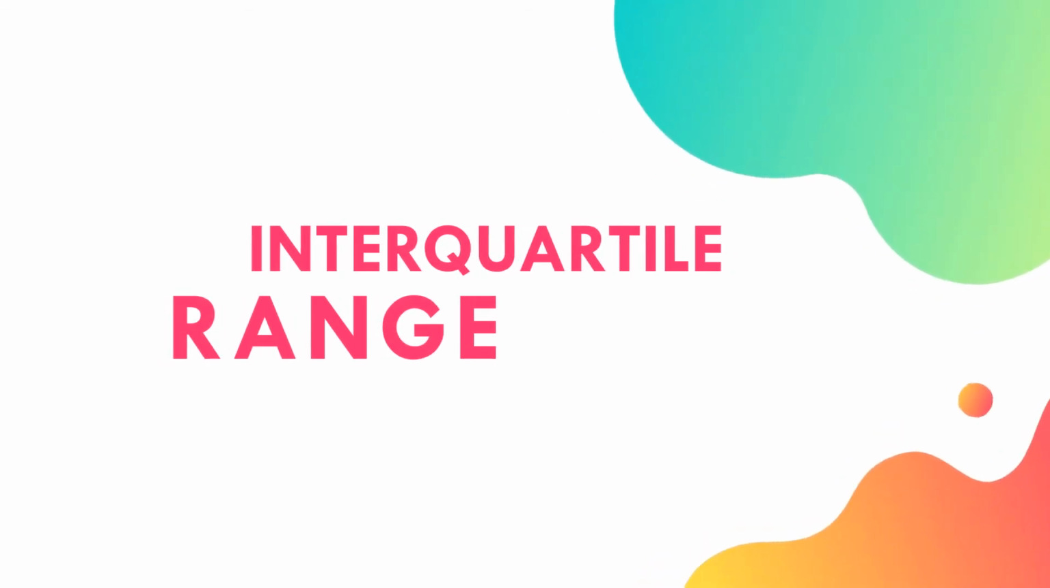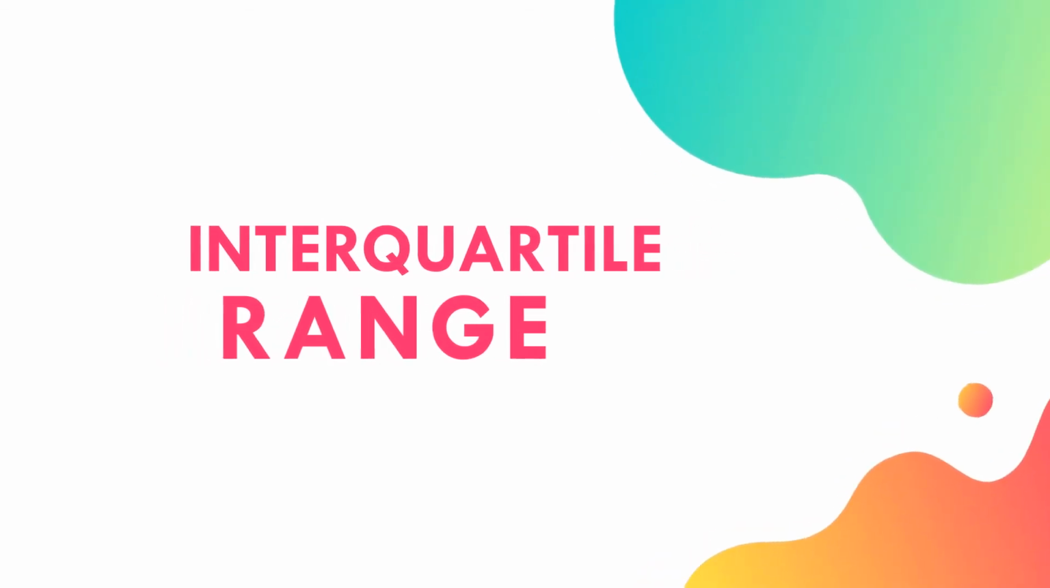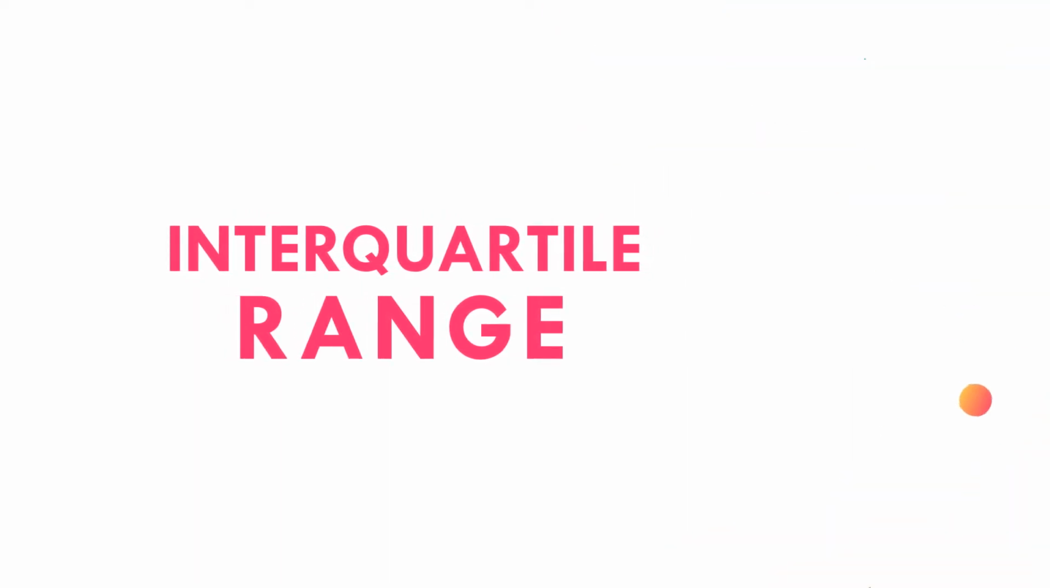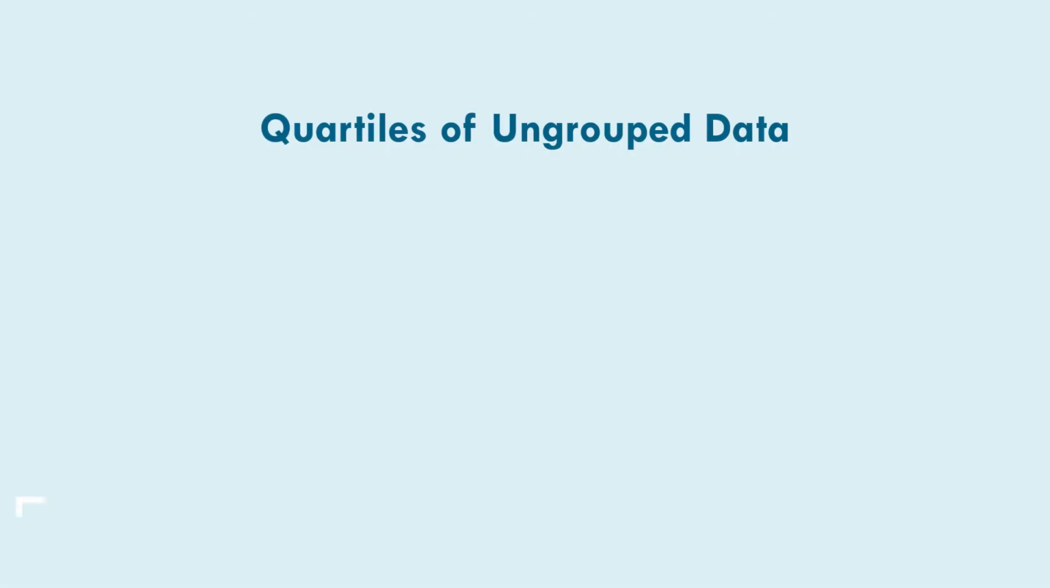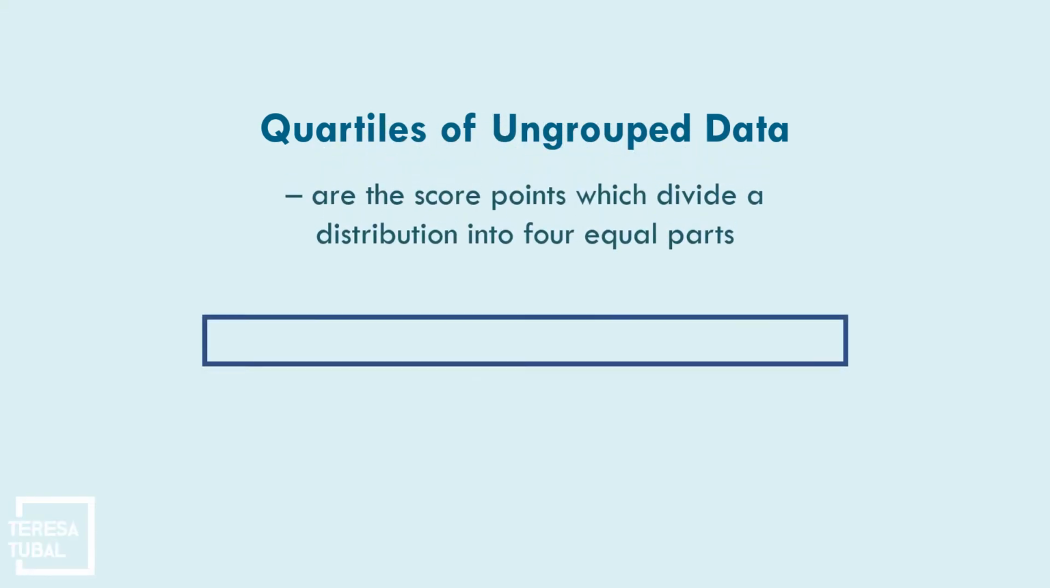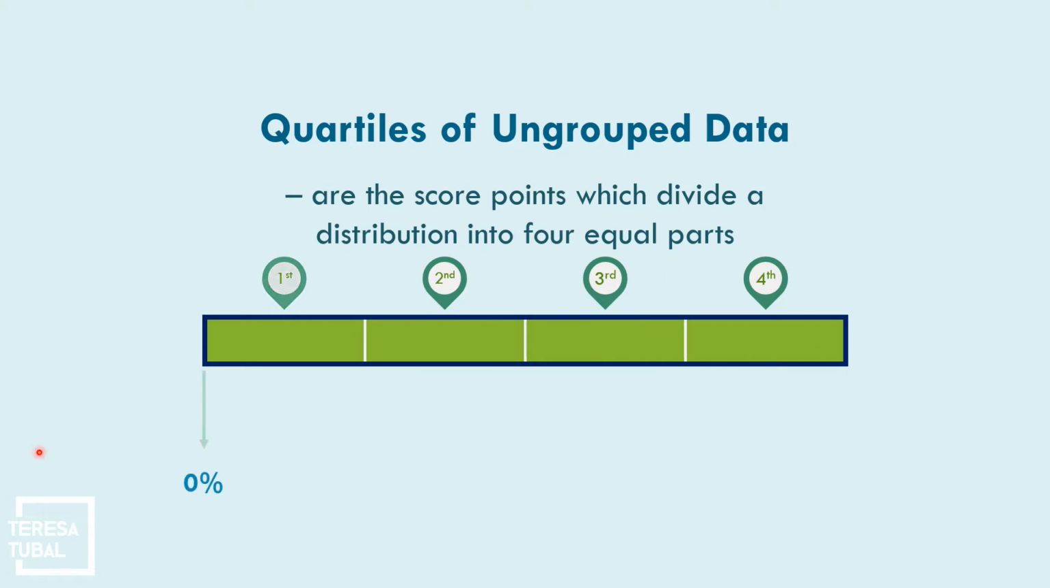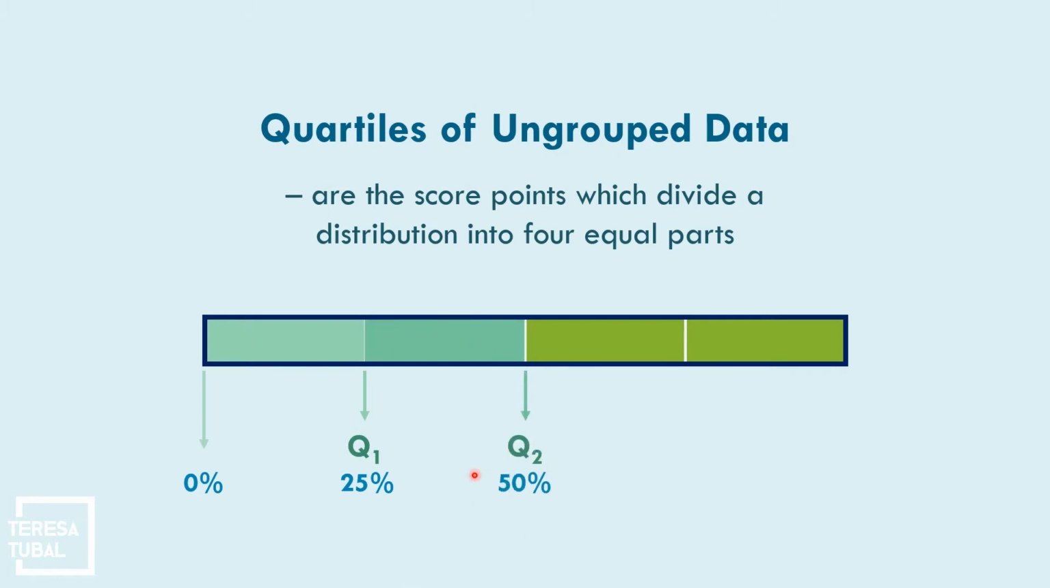Our lesson is about interquartile range. Let us go back to the quartiles of ungrouped data. The quartiles are the score points which divide the distribution into 4 equal parts. So that is 1, 2, 3, and then 4. So this one is 0%. Quartile 1, that is 25%. The median, that is the quartile 2, that is 50%. Quartile 3, that is 75%, or the upper quartile. And then this one is 100%.